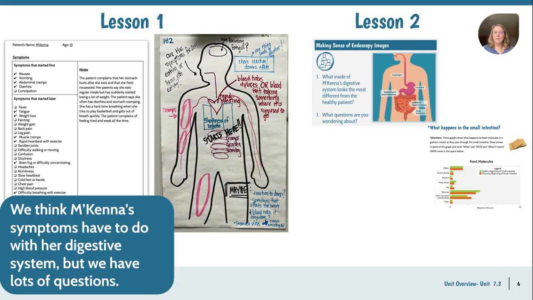So in Lesson 2, we examine endoscopy reports from McKenna and a healthy person and analyze food graphs showing what happens to food as it travels through the small intestine of McKenna and a healthy person. We figure out McKenna's small intestine looks different than the healthy person's. It's smoother looking, and when food moves through the healthy person, different substances in the food decrease as they travel through the small intestine. But in McKenna, some of the substances don't decrease as much as in a healthy person. So now we want to know more about the small intestine. How does it work?